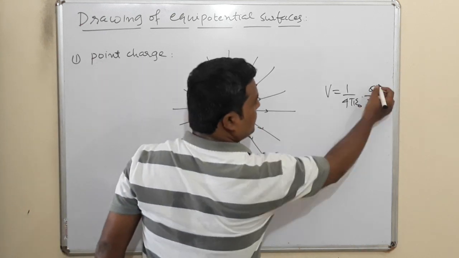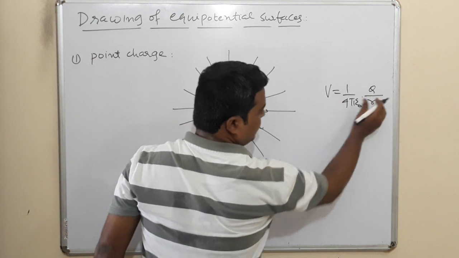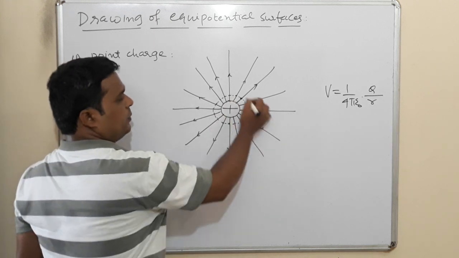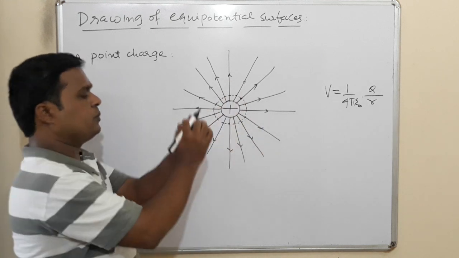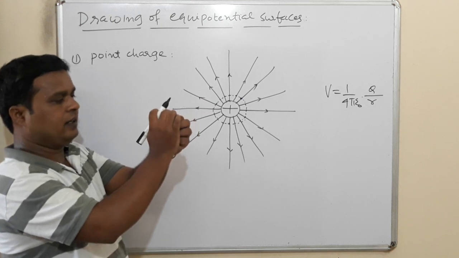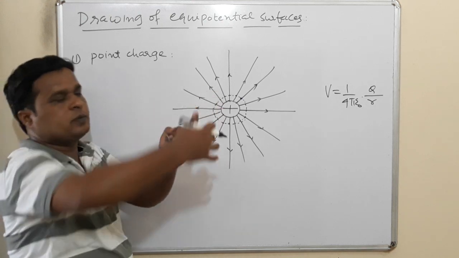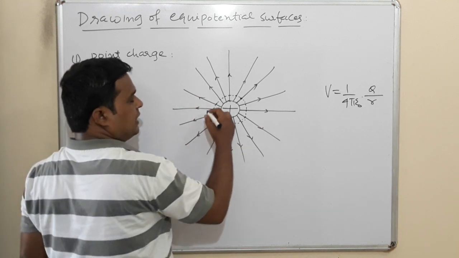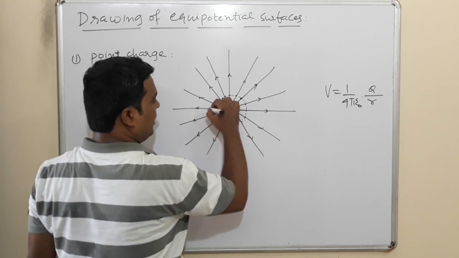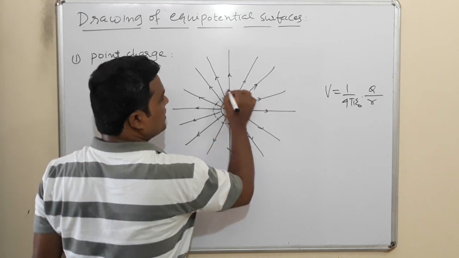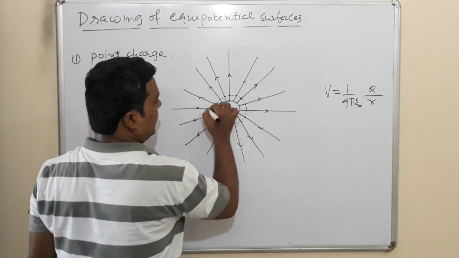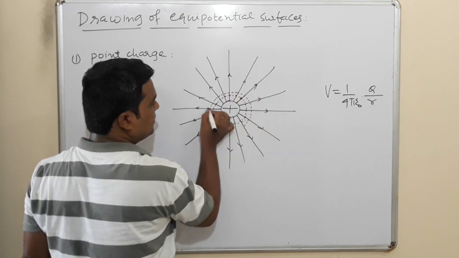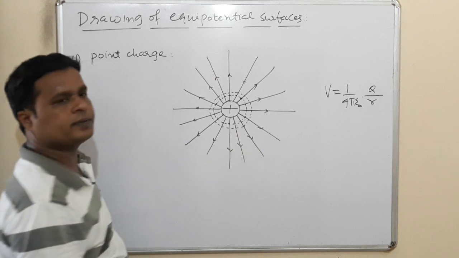See, for an equipotential surface Q is already constant. I should fix R. R is the same for all the points. That means the equipotential surface will be a sphere. Since the charge is spherically symmetric, the equipotential surface will be a sphere covering all this, not a circle. Okay, it is a two-dimensional board. Then if I select some points at an equal distance from this charge, I can draw one more surface like this. This is also an equipotential surface.